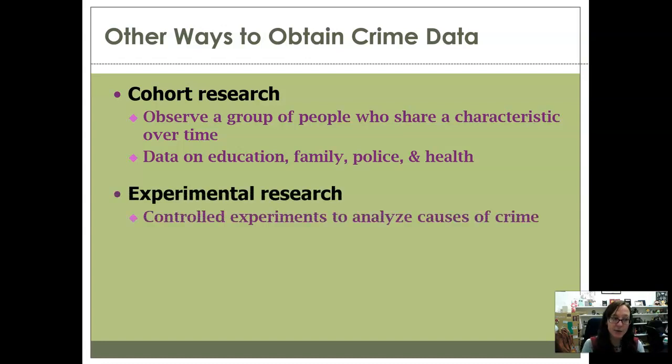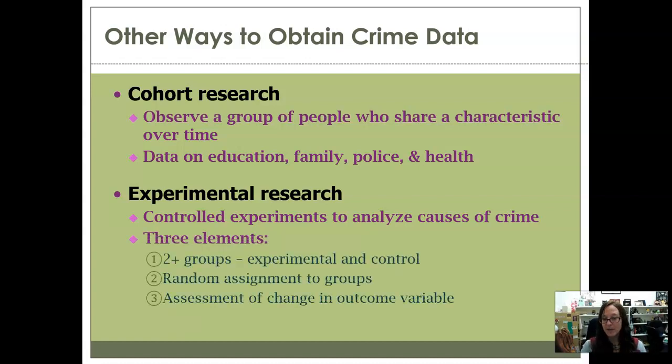Then we can also do experimental research. If you're doing a controlled experiment to look at some kind of cause of crime, while there are different types of experiments, if we want a true experiment, there are 3 elements that are required. The first is that you have to have at least 2 groups, the experimental group and the control group. And the control group could mean that they have nothing as opposed to the thing that's being tested in the experimental group, or it could just be a different form.